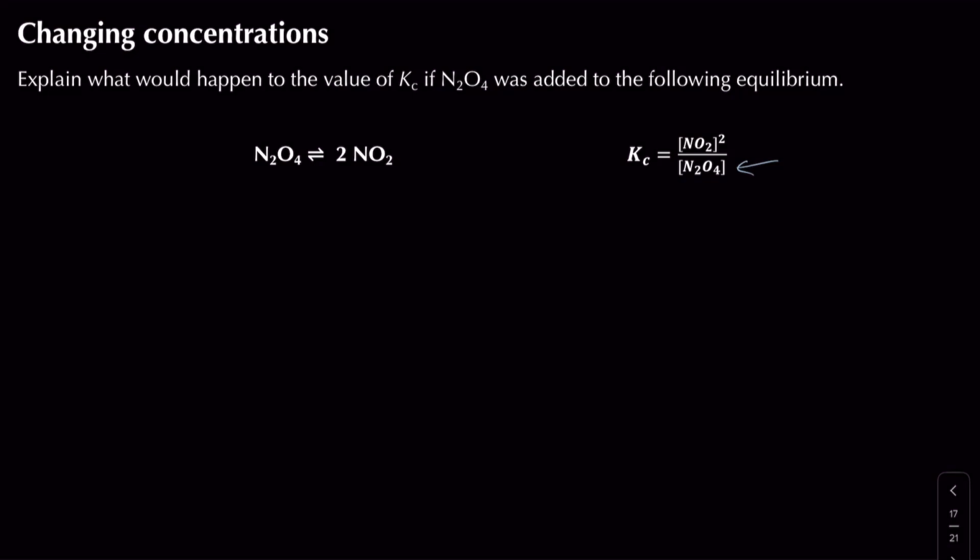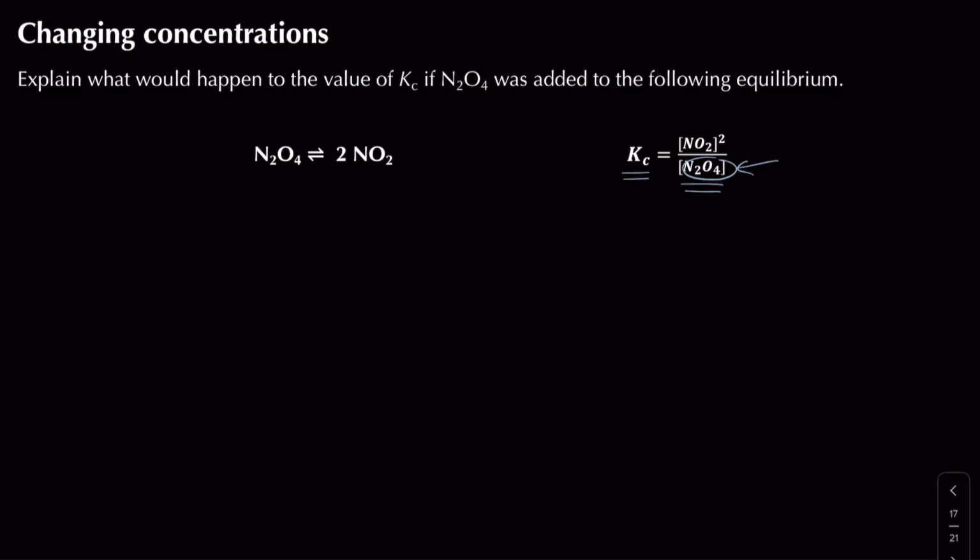If I were to increase this bottom term over here, we know that Kc is going to, of course, decrease. Why? Because we're going to be dividing by a bigger number. We're going to be dividing by a bigger reactant in this case. If we're dividing by a bigger reactant, that Kc is going to get smaller. But the key wording is it's going to get smaller initially.